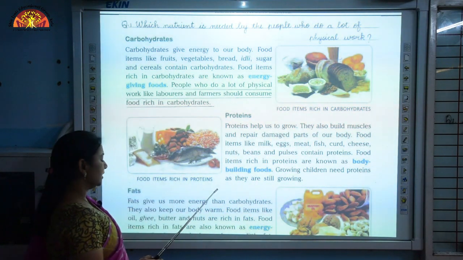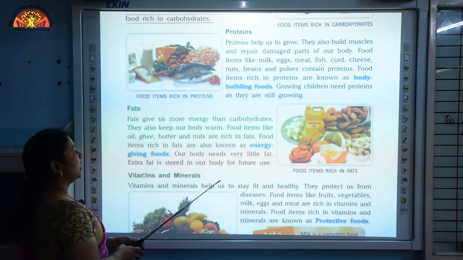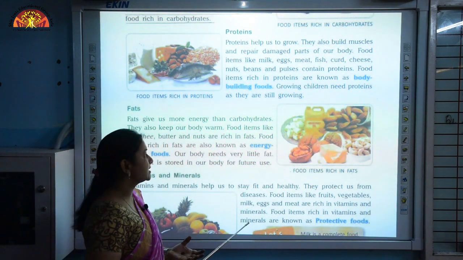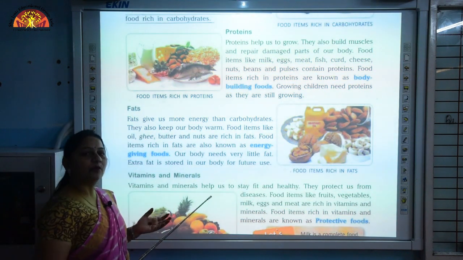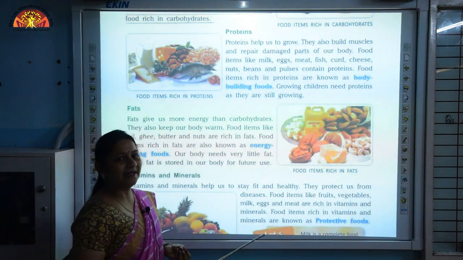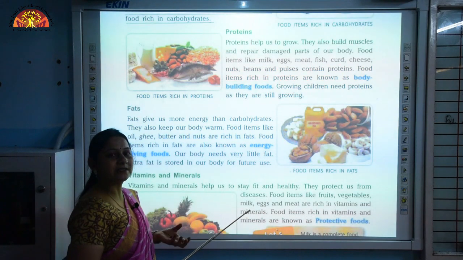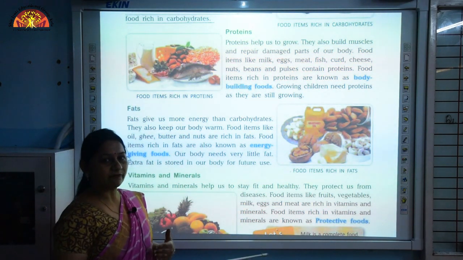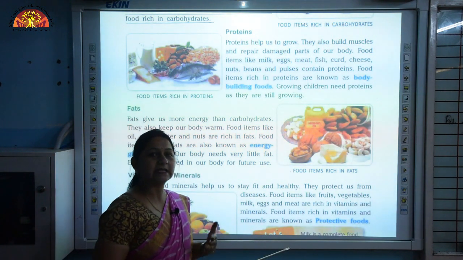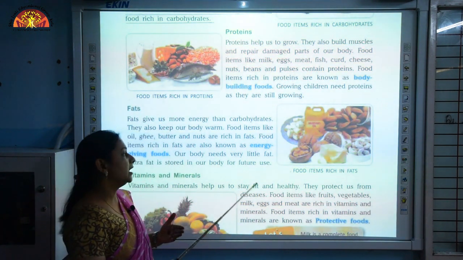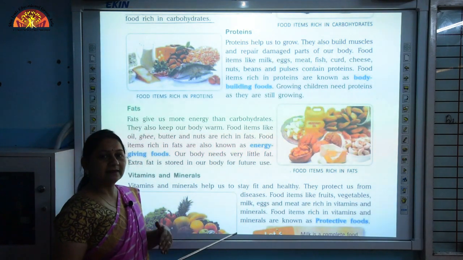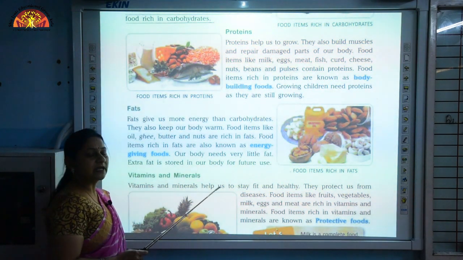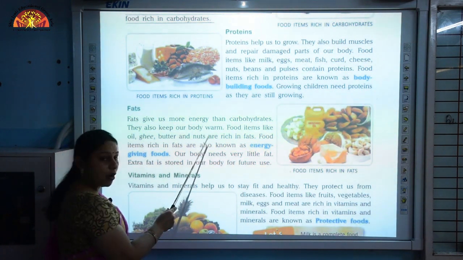The next one is fats. Fats give you more energy than carbohydrates, but they are required by our body in very small quantity. If the fat intake is excess, it makes a layer under our skin and that makes our body fatty. That layer under the skin keeps our body warm also.